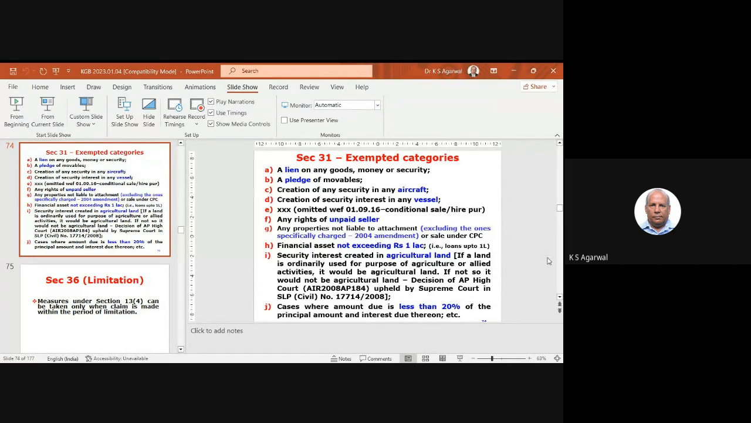And J, the last one, is where the amount due is less than 20% of the principal amount and interest due thereon. This is exempted. It means if you have given a loan of 1 lakh rupees, and 10,000 interest was there, so 1 lakh 10,000. So 20% is 22,000. So if my dues are less than 22,000, SARFAESI action cannot be taken. The amount due is less than 20% of principal plus interest.